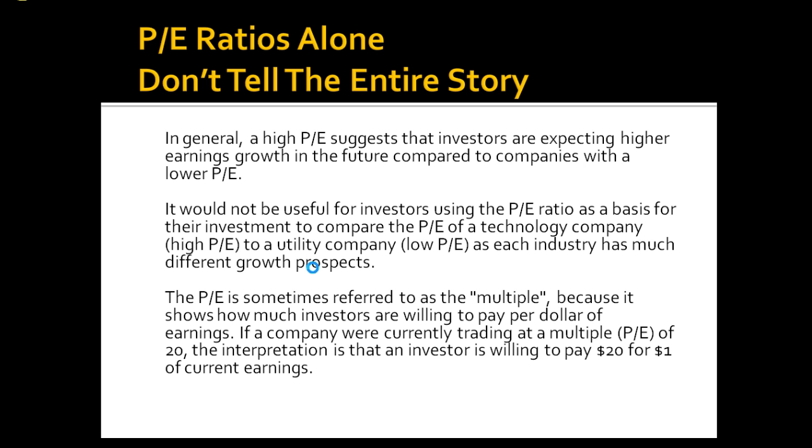The PE is sometimes referred to as the multiple because it shows how much investors are willing to pay per dollar of earnings. If a company were currently trading at a PE multiple of 20, the interpretation is that an investor is willing to pay $20 for $1 of current earnings.